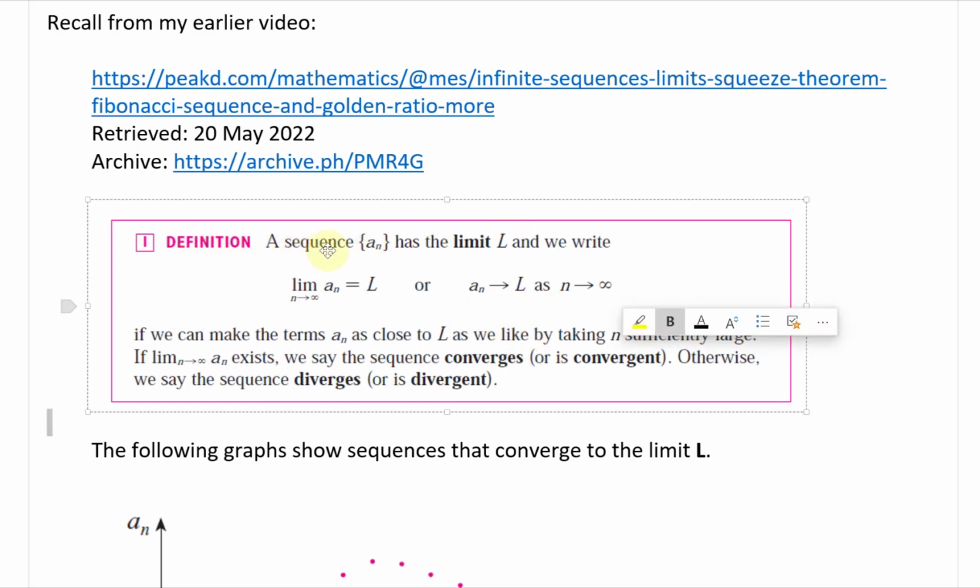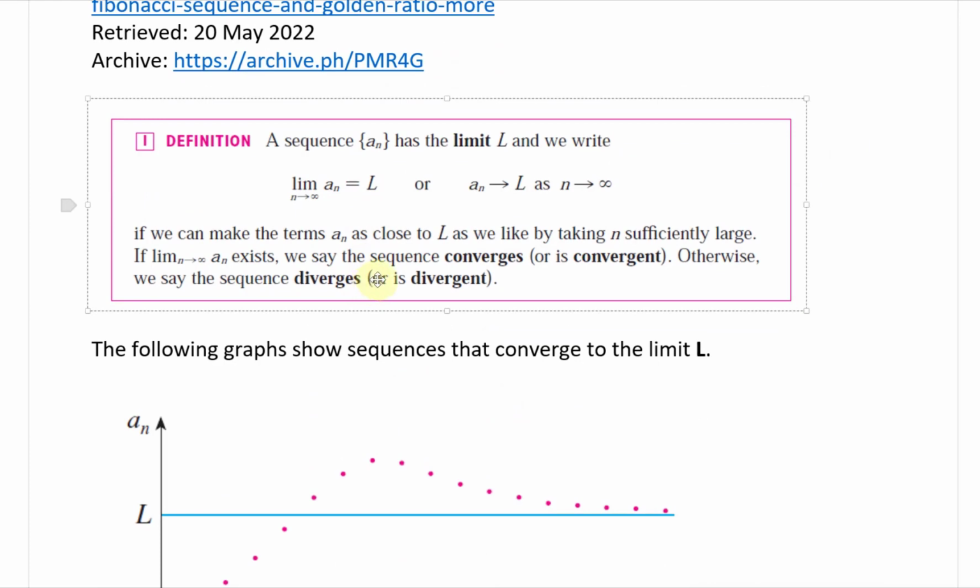So here's the definition. A sequence a_n, just a list of numbers, has the limit L, and we write the limit as n approaches infinity of a_n equals L, or a_n approaches L as n approaches infinity, if we can make the terms a_n as close to L as we like by taking n sufficiently large, basically infinity.